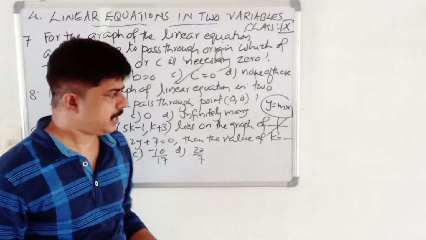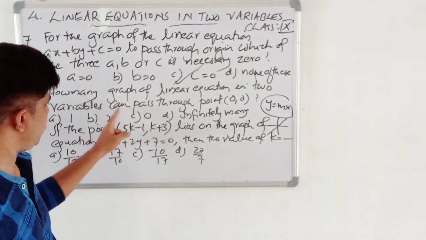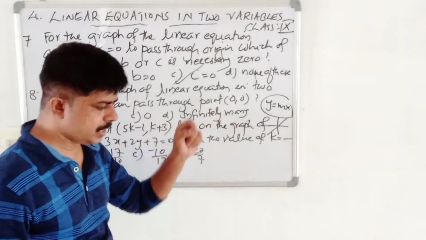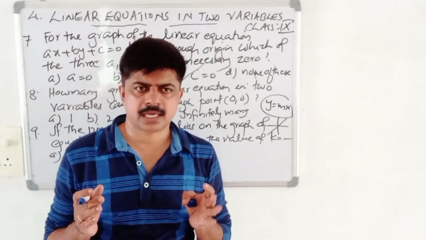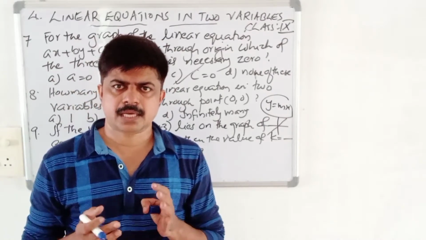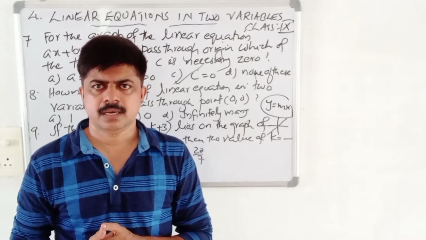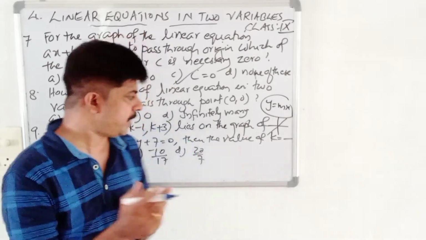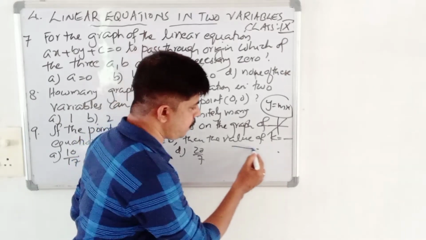Okay, now we are moving to the next question. How many graphs of linear equations in two variables can pass through the point (0, 0)? We are given a point, the origin. How many lines can be passing through a given point? Infinitely many lines can pass through it. Whereas when 2 points are given, one and only one line will pass through them.